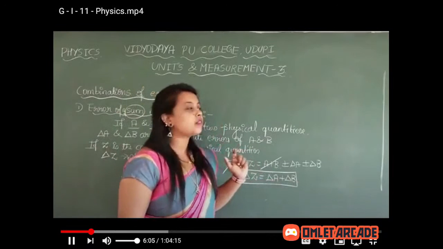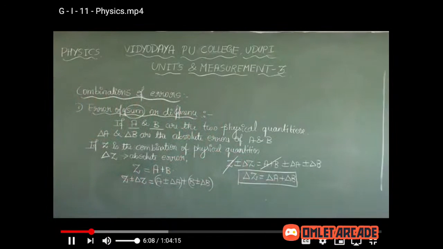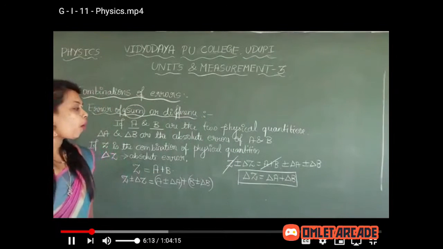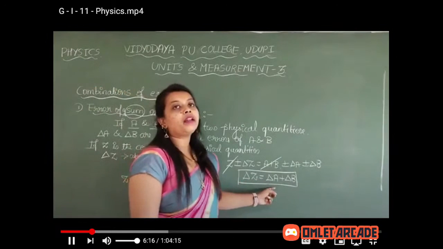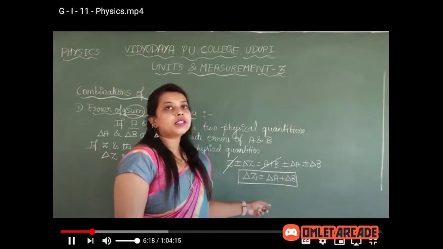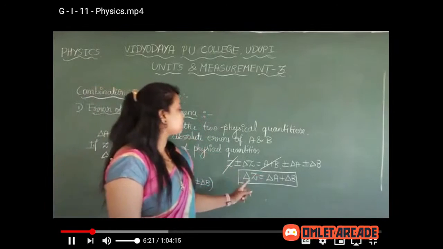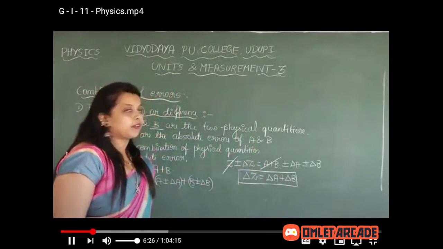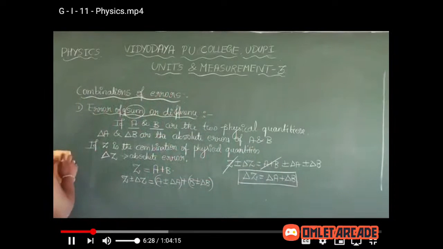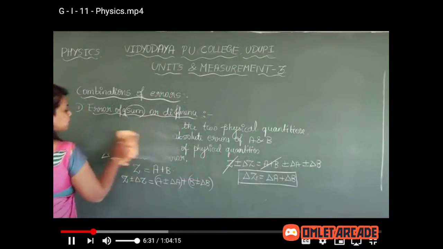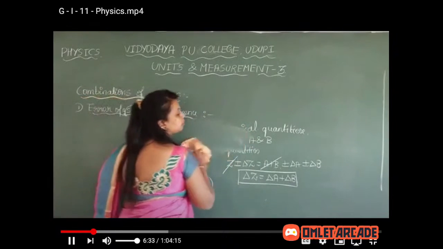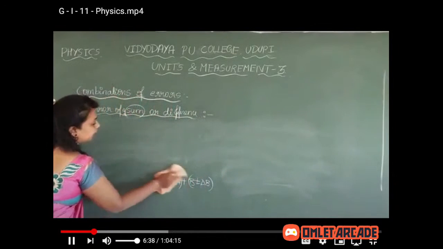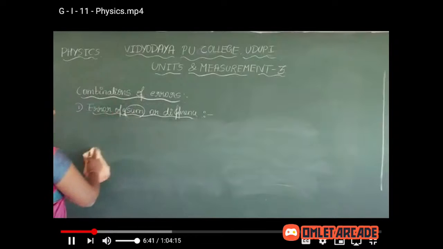So when Z is equal to A plus B, when physical quantities get added, what happens to the error? The error also gets added. Remember, the resultant error of the combination is equal to the sum of the errors due to the individual physical quantities. Next, Z equal to A minus B. The sum was calculated, then the difference.